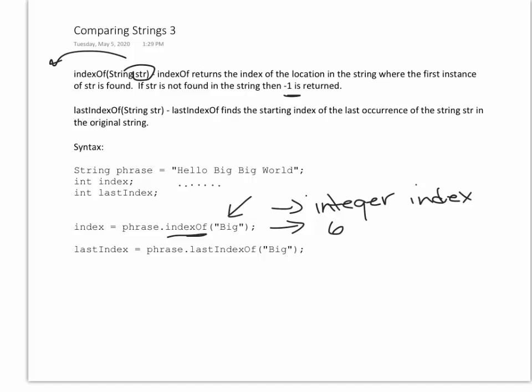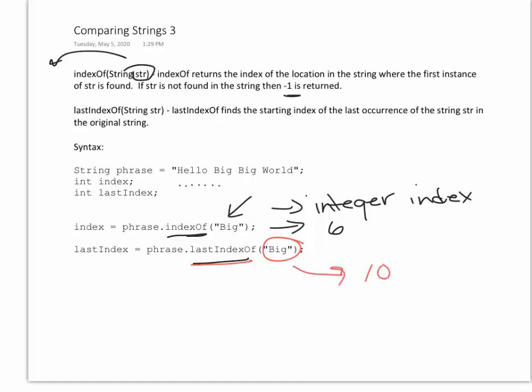Now, we can use the last index command. If we use last index, what we're actually looking at is the last index of this word big. So in this case, we're looking at an index that's a lot further along, and we're going to end up with 10.